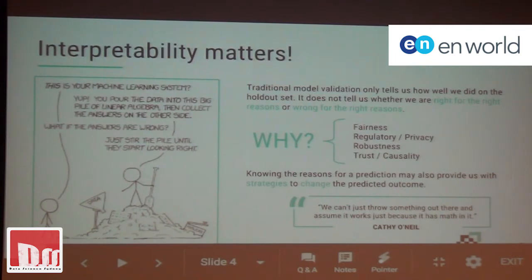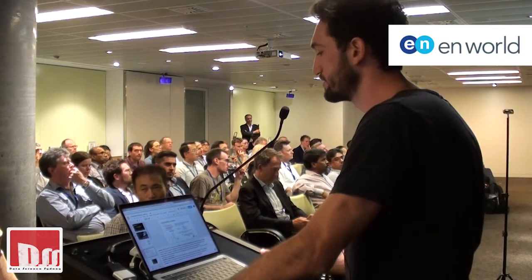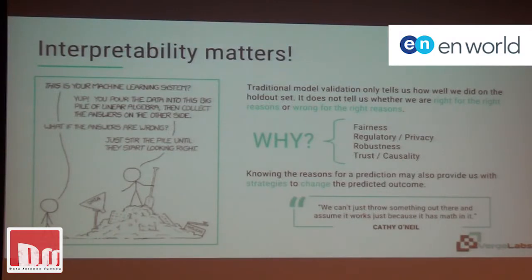So yeah, traditional model validation only tells us how we did on the holdout set. It doesn't tell us whether our model is right for the right reasons or wrong for the right reasons. The reasons for this are things like fairness. You want to make sure that predictions are unbiased and not discriminating against protected groups. I'm sure we've seen things like Cathy O'Neil's Weapons of Math Destruction, a lot of the stuff on racism and bias within models. Now, an interpretable model can tell you why it decided that a certain person is not worthy of credit, for example. It makes it easier for a human to judge if the decision is based on a learned demographic bias.